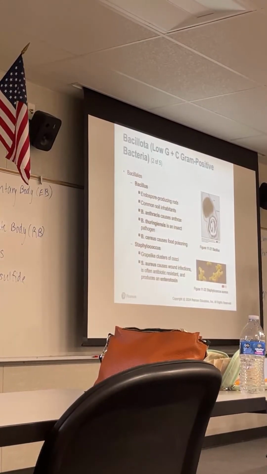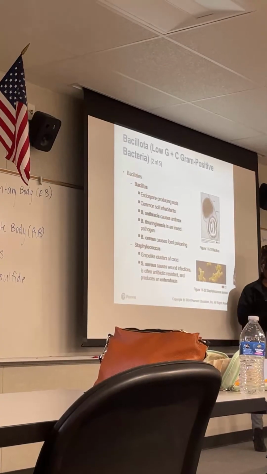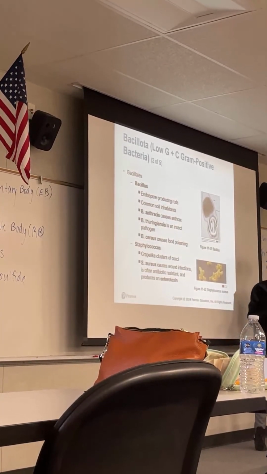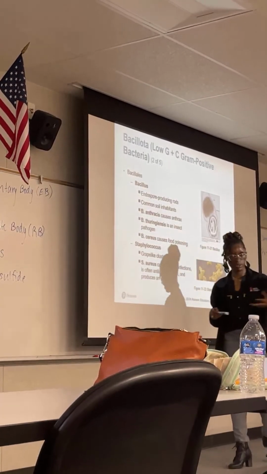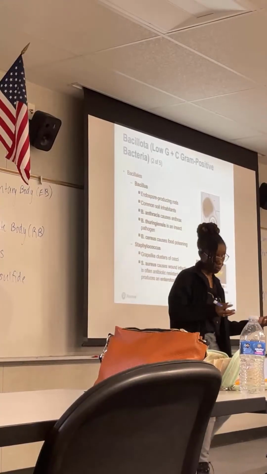All right. So Bacillus, we know a lot about Bacillus. It's going to be an endospore-producing bacterium, it's a rod-shaped bacterium. These are common soil inhabitants. It's normally found in the soil. Bacillus subtilis. You have Bacillus anthracis, which is the causative agent of anthrax. All right, the causative agent of anthrax, which is a bioterrorism weapon, right?